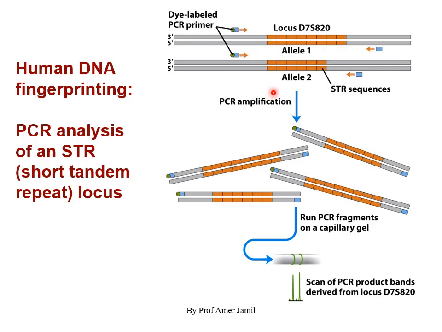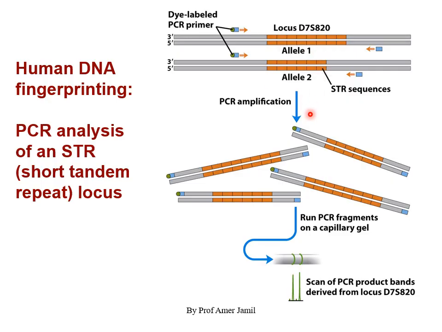And what we do here is, for example, this is the locus where these polymorphic tandem repeats are present. So primers are designed outside this repeat. When we do the PCR analysis, here is the example of two different STRs, or short tandem repeat markers. So one is longer as compared to the other one.